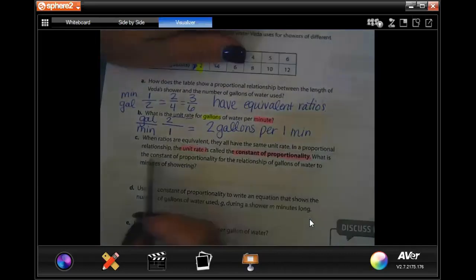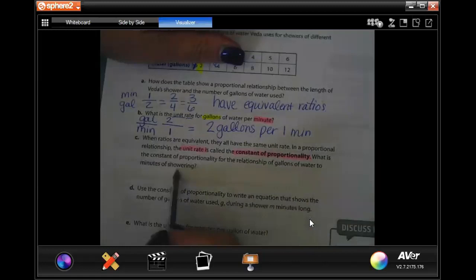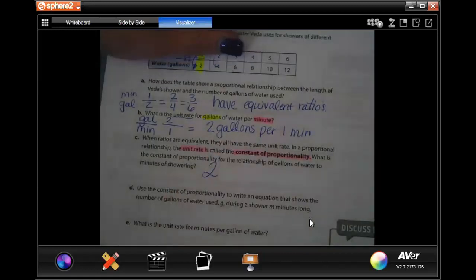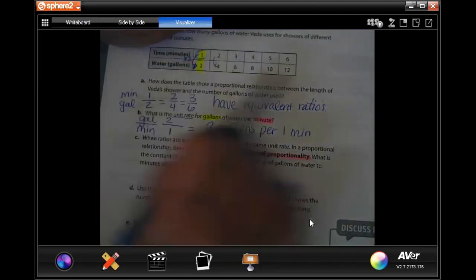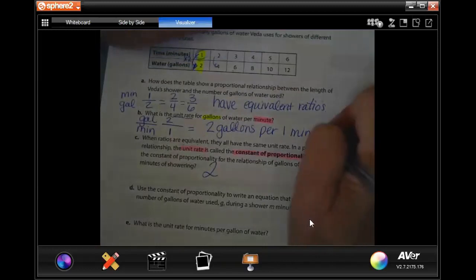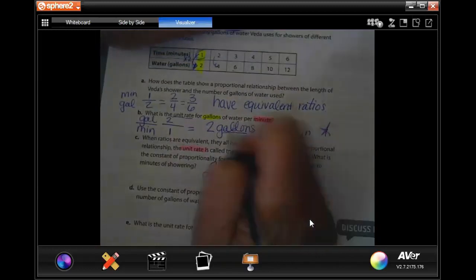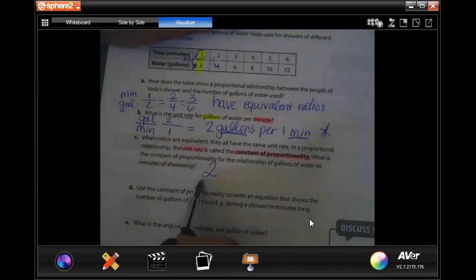So what is the constant of proportionality for the relationship of gallons of water to minutes? 2. Same thing as this. Same thing that we saw all the way across here, 2. The only difference is the unit rate. We're going to actually write it out of gallons per 1 minute, where the constant, you can just say 2, and that's it.